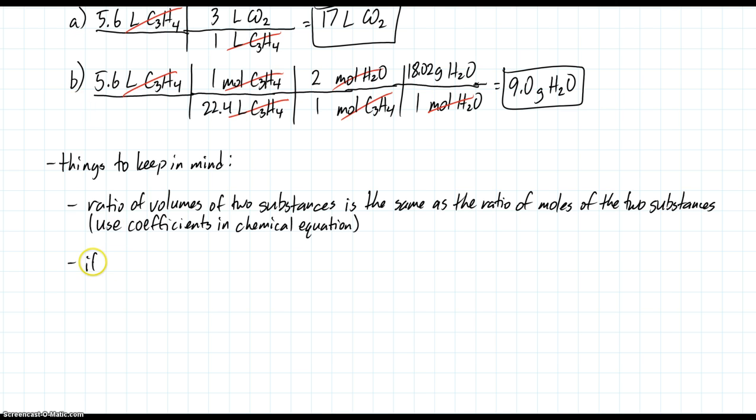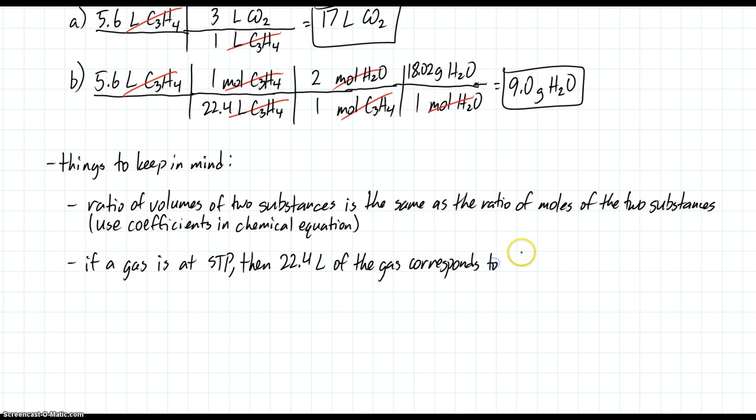If a particular gas is at STP, then 22.4 liters of the gas corresponds to 1 mole of the gas. And so we would have then this conversion factor that we used up here. Whenever we're talking about a gas at STP, we know how to convert between liters and moles.